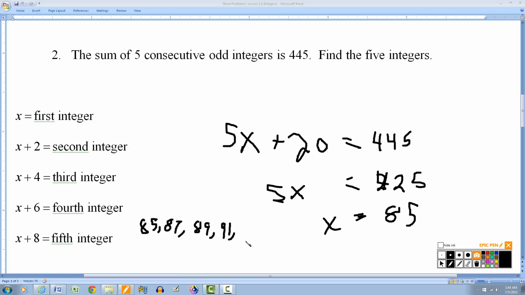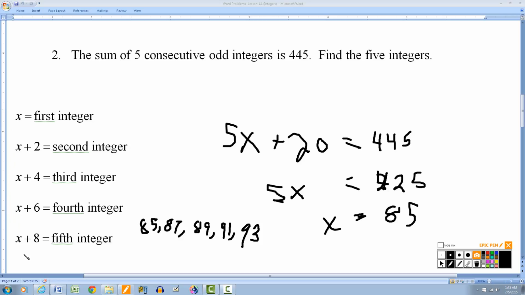And of course you can always test your answer. You add these odd integers up, and that should give you 445. Okay, and like I said before, if this was talking about even consecutive integers, then you could set it up the same way. X plus 2, x plus 4, x plus 6, as many integers as you had, and solve the equation, and you can easily get your solution.